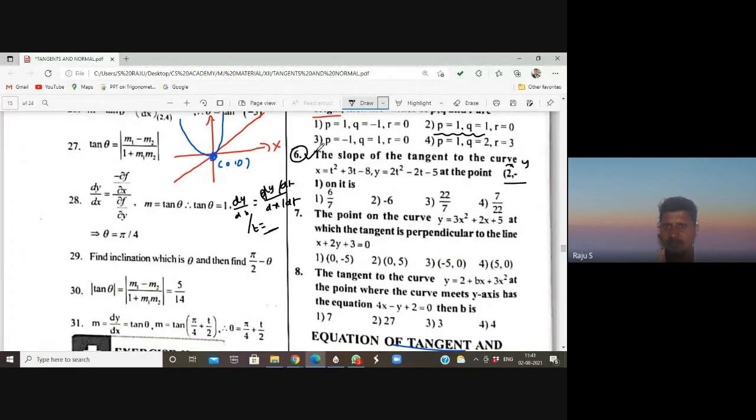Let's see once again question number 6 and question number 7 also. Like the point on the curve at which the tangent is perpendicular to the line. Perpendicular means you can find dy by dx here. It is like the NCERT question. First find dy by dx. After that, for the line perpendicular to this, you can find the slope. Then take minus 1 by m. Both you can equate.